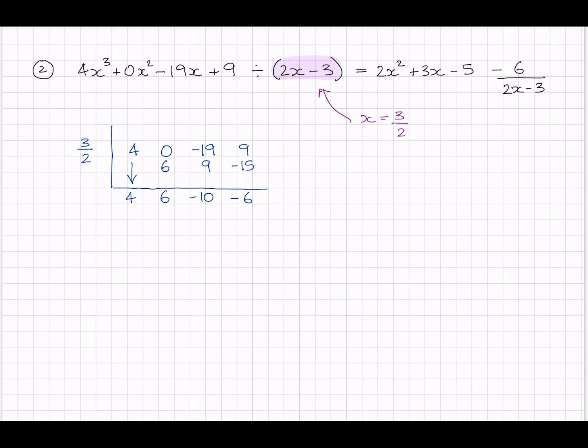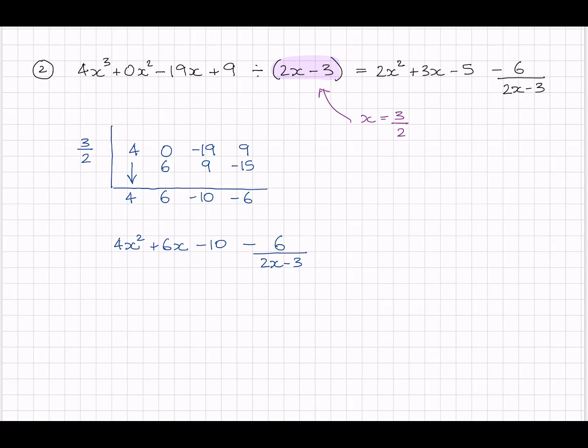So this algorithm would say that the result would be 4x squared plus 6x minus 10, and this minus 6 represents the remainder. That never got a chance to be divided, so we keep the minus 6 over 2x minus 3. So you can just divide everything by 2, because of the remainder. Very good. Good noticing.